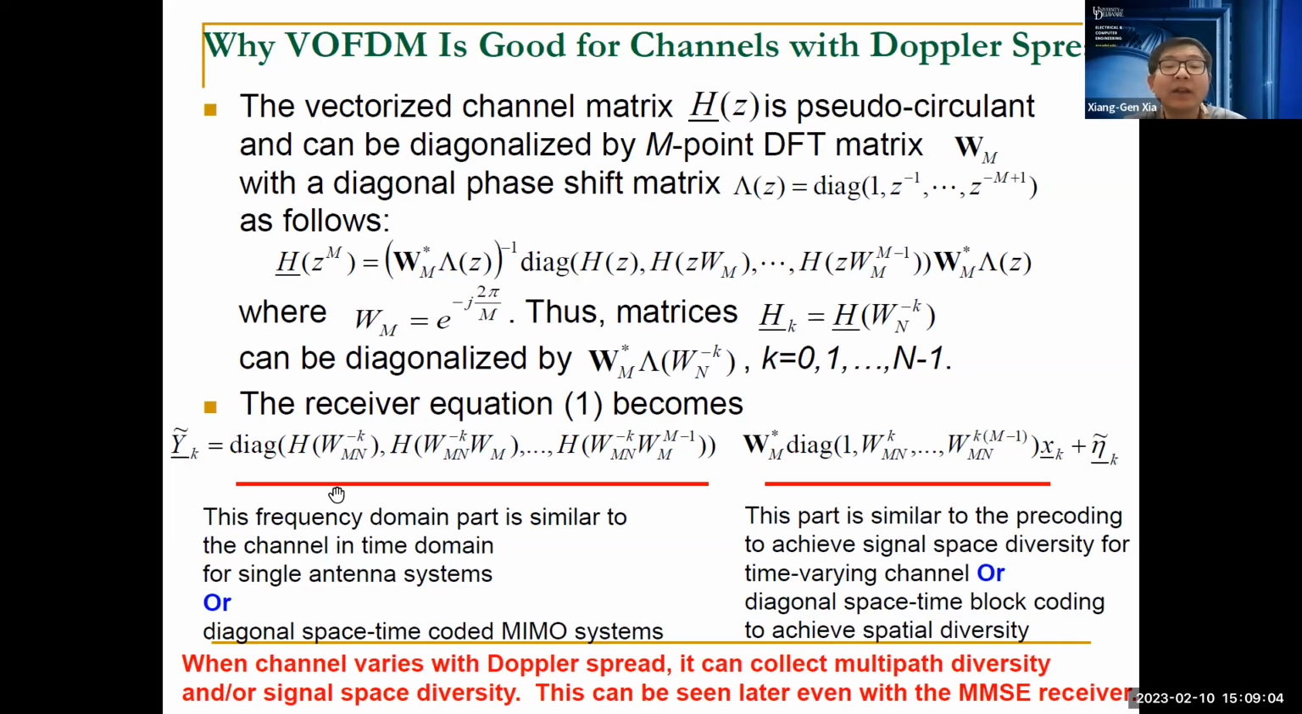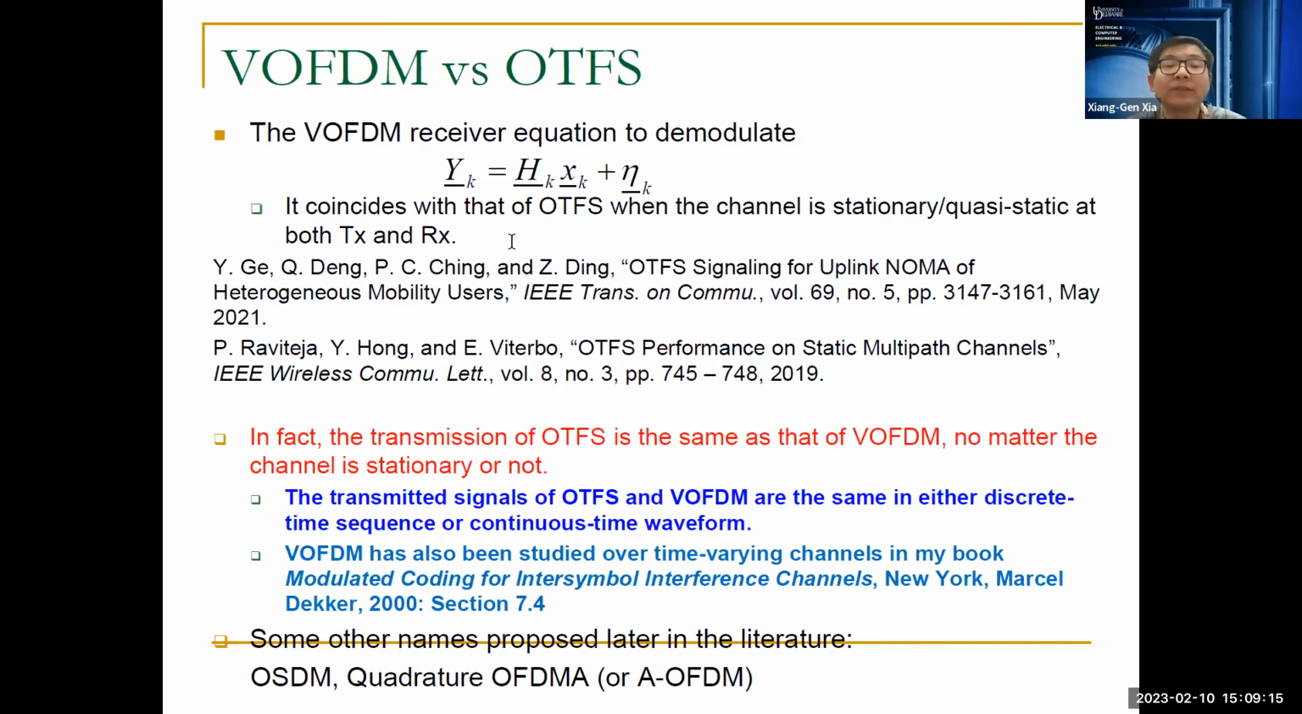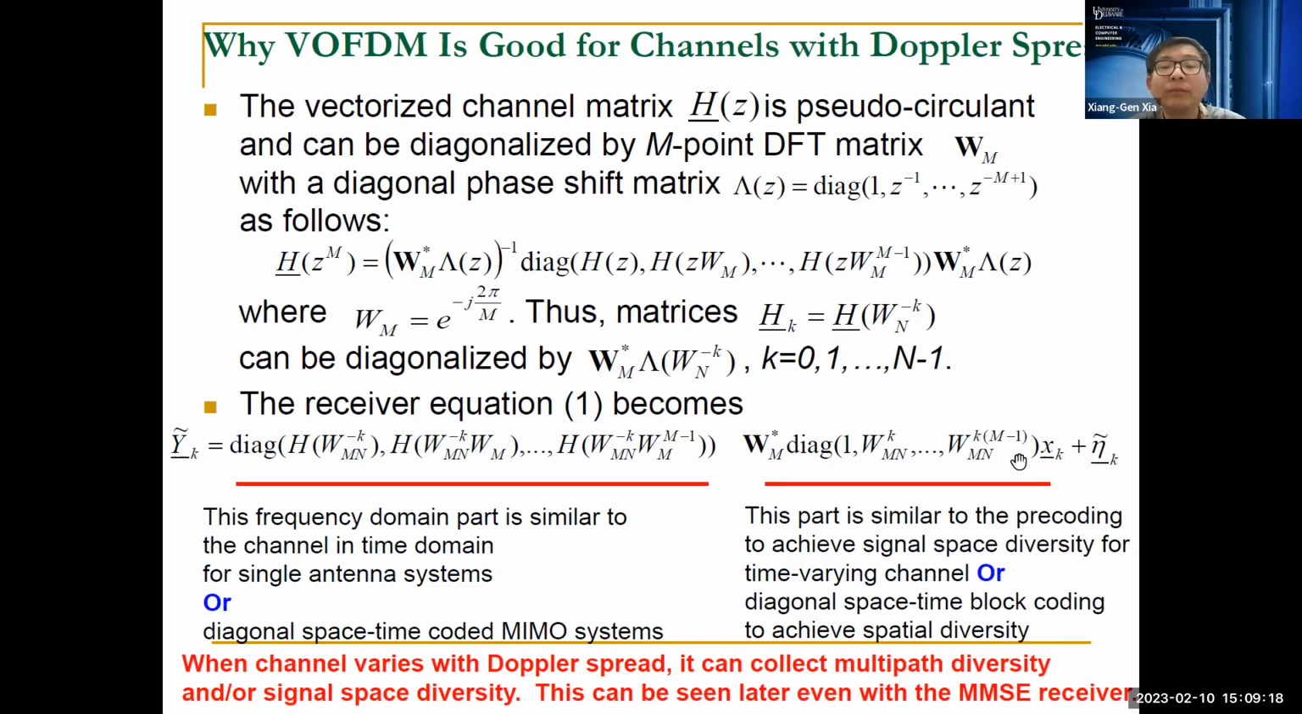However, at the receiver side, this equivalent received vector can be written in this form. So let's go back here. This channel can be equivalently written in this form, okay? Then you have a diagonal channel here, and this part is called equivalent precoding to the information. This whole thing is equivalent to transmission, which is equivalent to precoded information symbols. This is a kind of diagonal space-time code, if you wish.